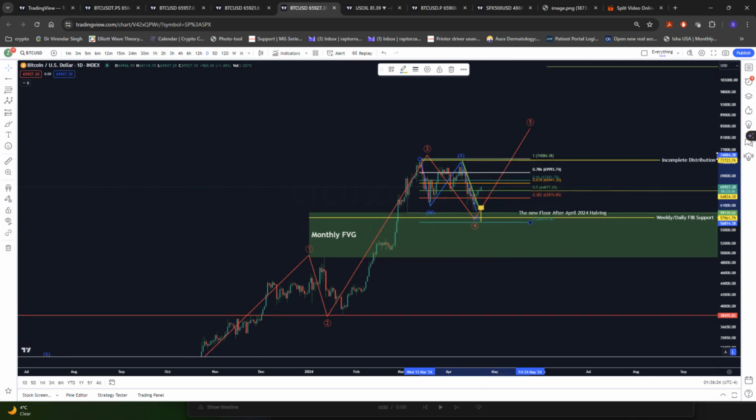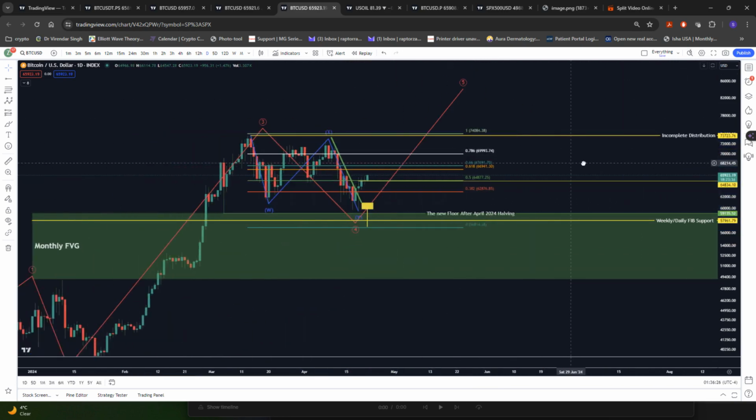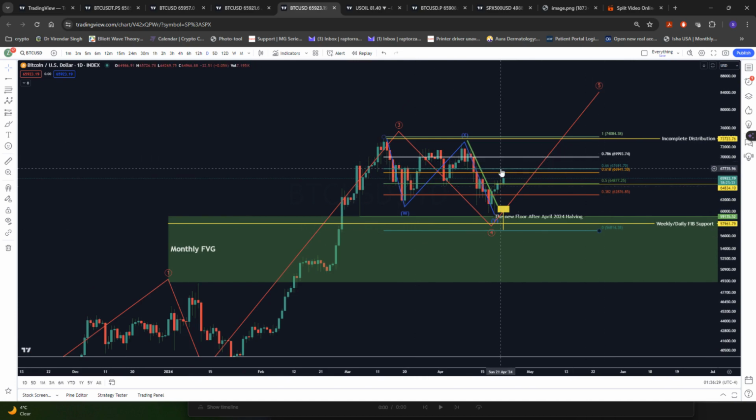If you know anything about volume profile analysis, you know the POC is the hardest level to break up. If it is broken up, we know we're going to continue up, at least till the VAH. So there are several things over here: the 0.618 is over here, then the POC is over here. So I expect rejection. There are still a lot of things that can bring Bitcoin down in the coming days. So it's not completely out of the woods.